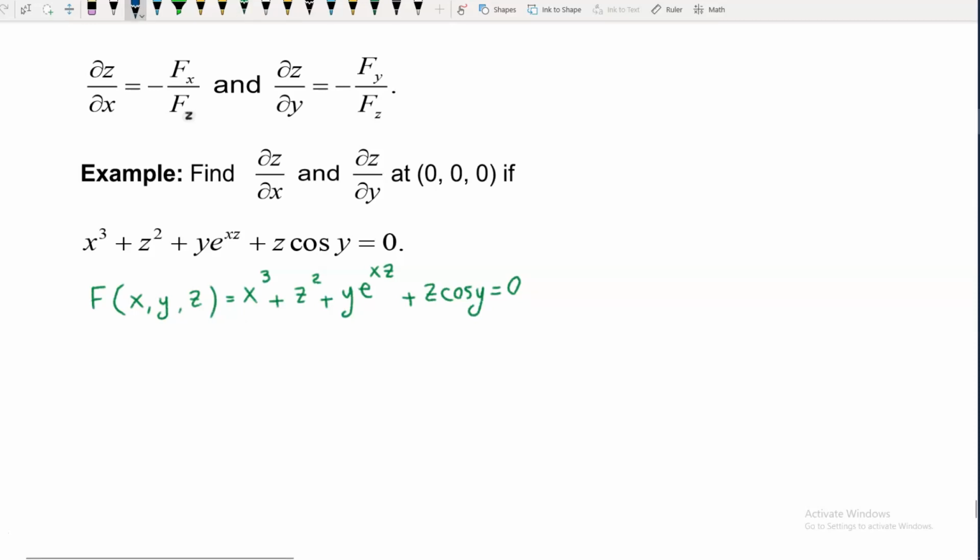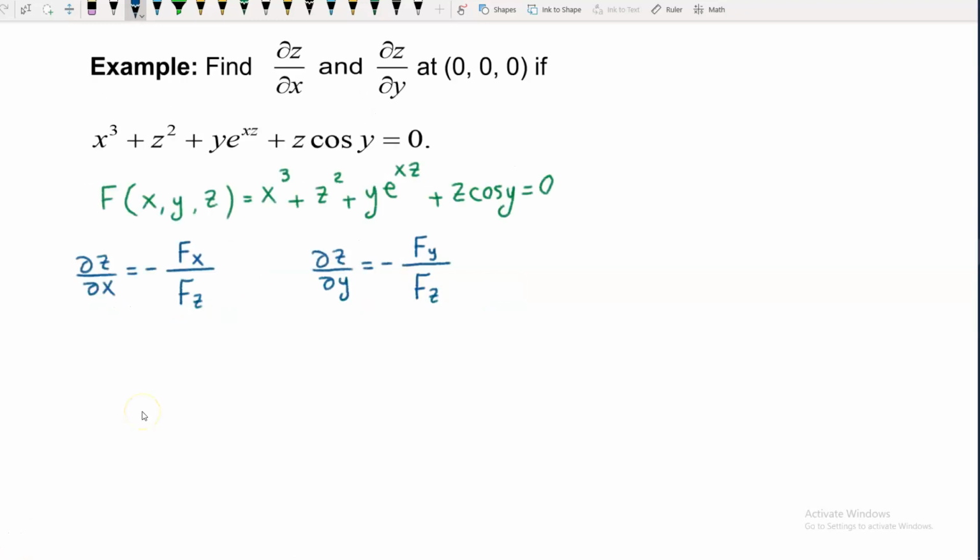By the chain rule, the partial derivative of z with respect to x is equal to negative the partial derivative of capital F with respect to x over the partial derivative of capital F with respect to z, and the partial derivative of z with respect to y is equal to negative the partial derivative of capital F with respect to y over the partial derivative of capital F with respect to z.